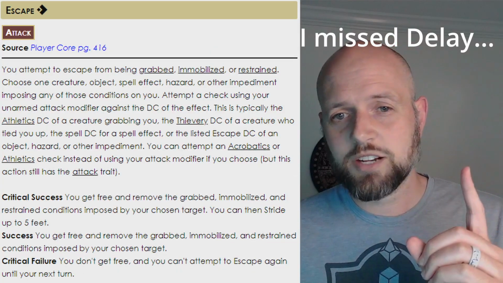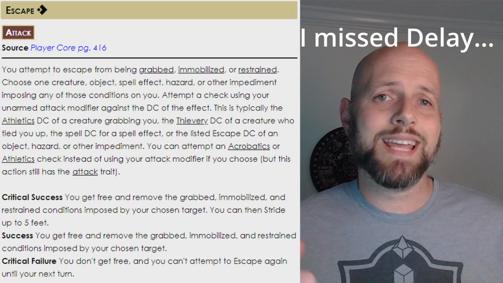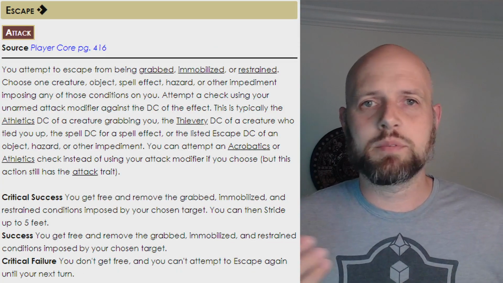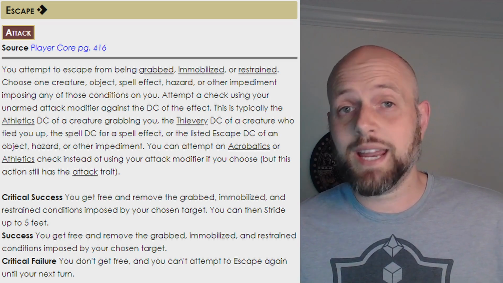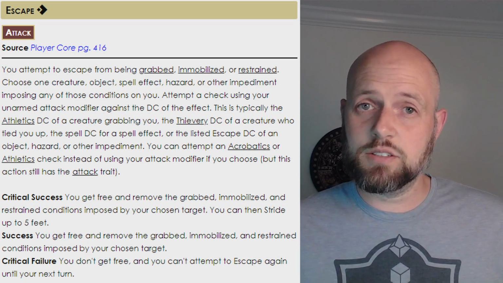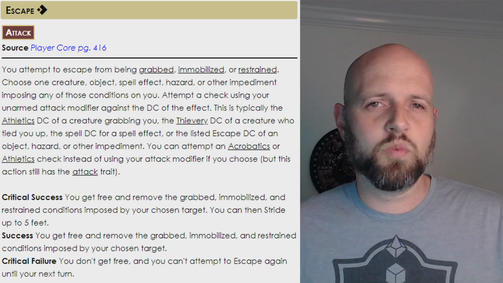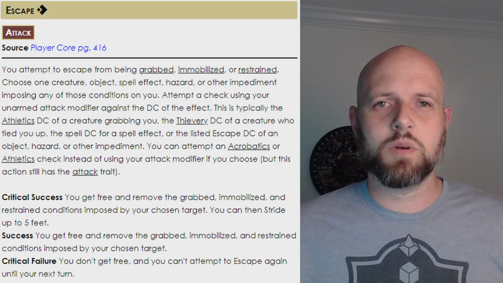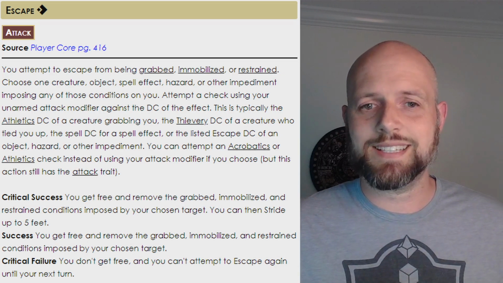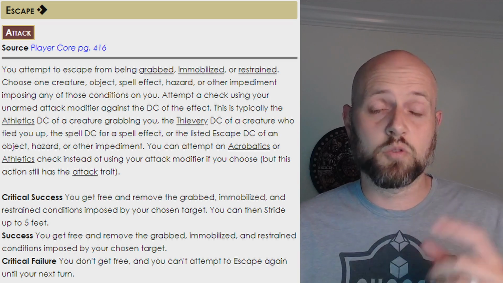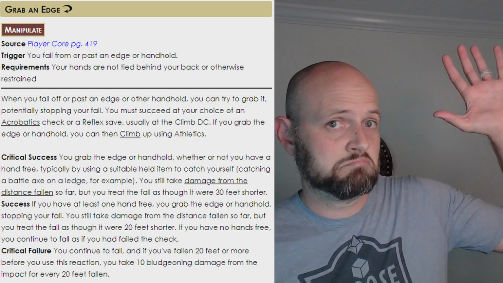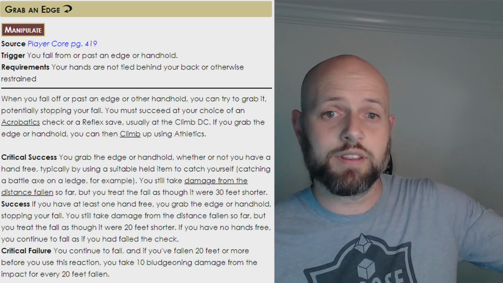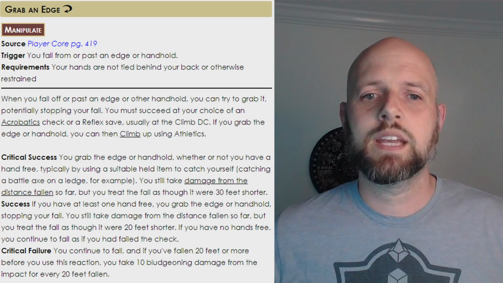Escape. 1 action. This helps you attempt to get out of being grabbed, immobilized, or restrained using your athletics or your acrobatics. It does take an action to do this, and there's other penalties that come with that, but we'll deal with that when we get to athletics and acrobatics as skills. Then there's Grab an Edge. If you're falling, and you're falling past an edge, try to grab it. Nice and simple. That one is a reaction.